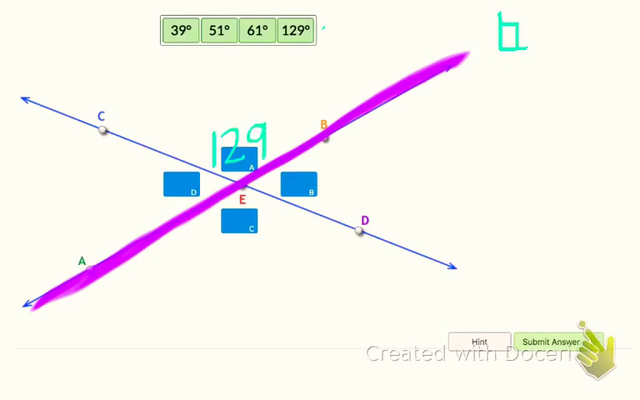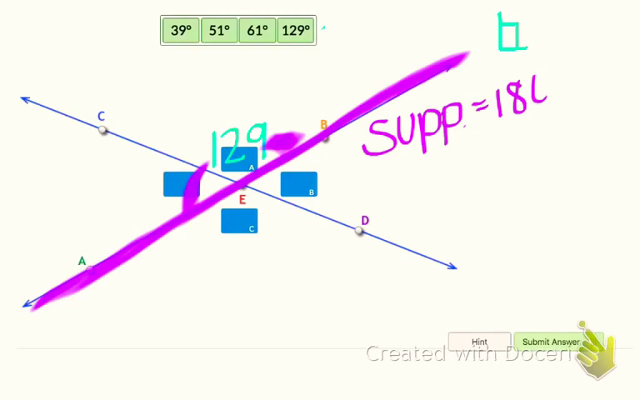So for now I'm going to fill in 129. And then the next thing I need to think about is a supplementary angle. So I know that this angle right here, in combination with my 129, because they are supplementary, are going to add up to 180. So to figure out this missing one over here, I can do 180 minus 129, which I might as well just do right here.